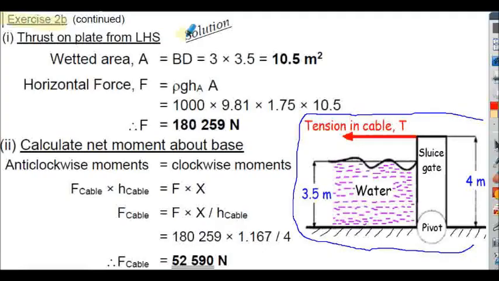Exercise 2b, solution continued. Part 1, generating the thrust on the plate from the left hand side, the water contained on the left hand side of the sluice gate in this case. Force calculated here. And step 2 here, calculate the net moment about the base, trying to find the force in the cable. Label this T on this diagram, tension in the cable, and that's calculated here.